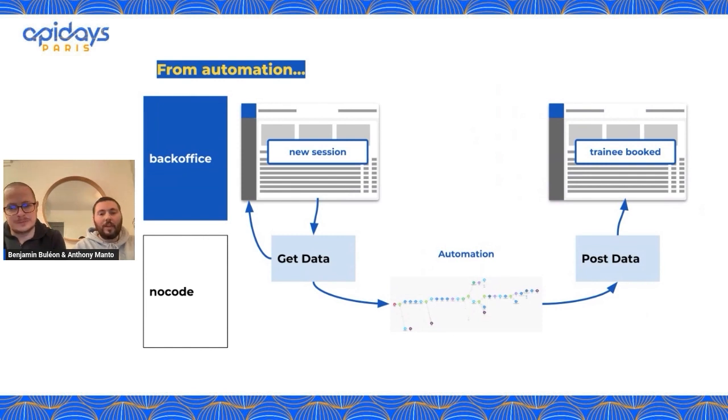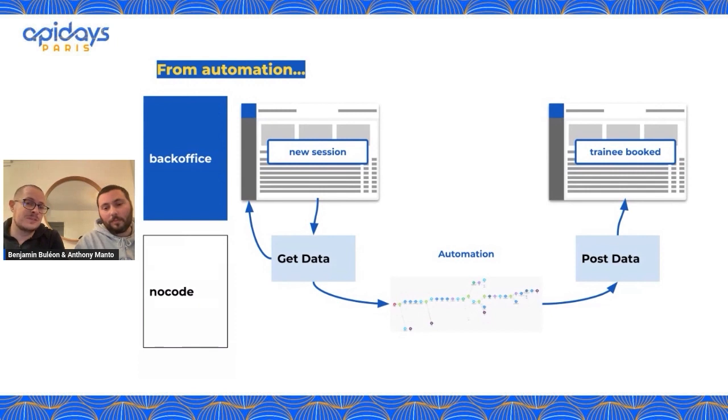So what we had before, when we wanted to create an automation, a system, we had to talk with our back office. We didn't have any way to know what happened in our back office. If we take our use case, it was not possible to know when we had a new session. So we had to check at regular intervals if we had a new session. So we were in a kind of pull situation. And when we found a new session, we could trigger our automation, using an endpoint API to post data when we want to book a training.